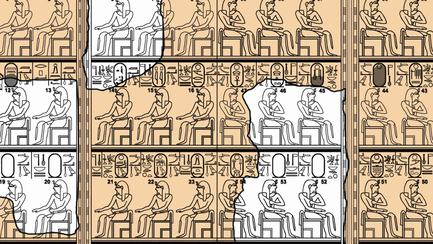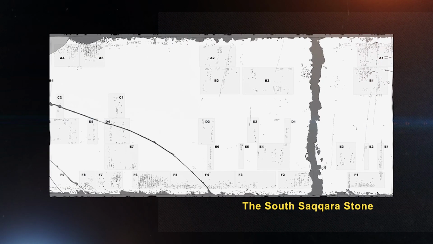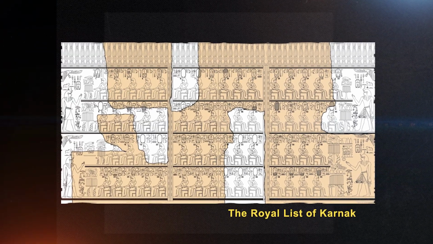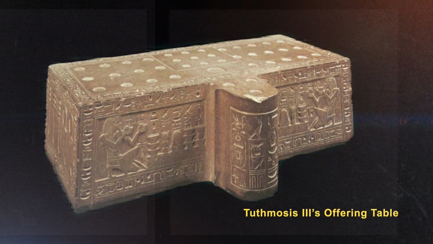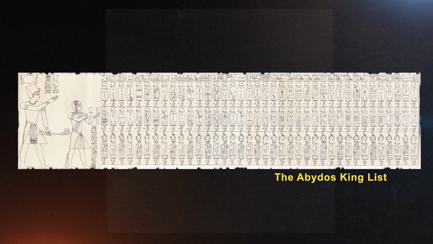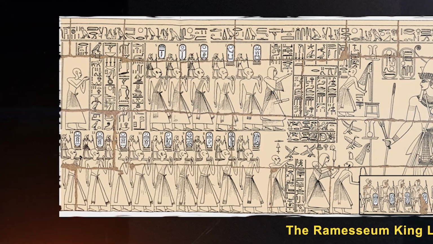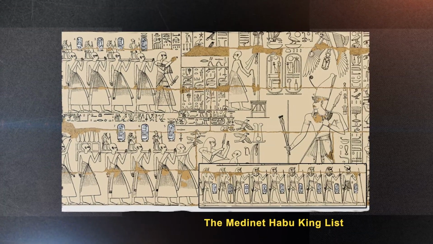Scholars acquire the timeline of kings from several lists discovered in tombs and temples that include the Palermo stone, the South Saqqara stone, the Royal List of Karnak, Thutmose III's offering table, the Abydos king list, the Turin king list, the Saqqara king list, the Ramesseum king list, and the Medinat Habu king list.